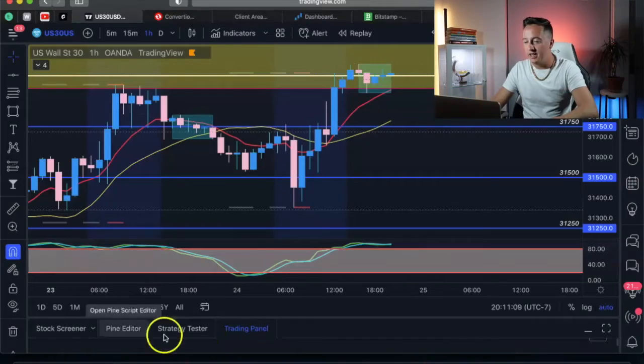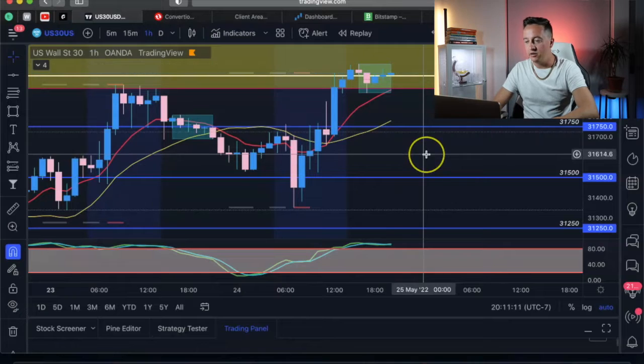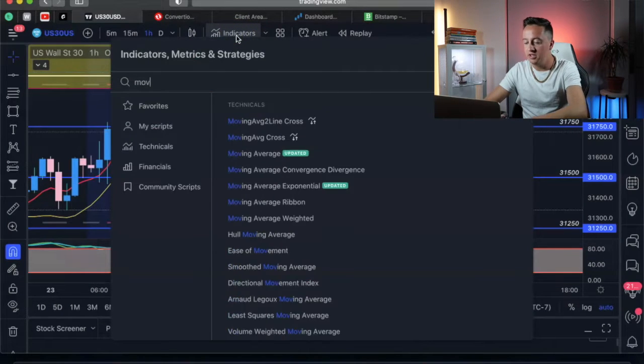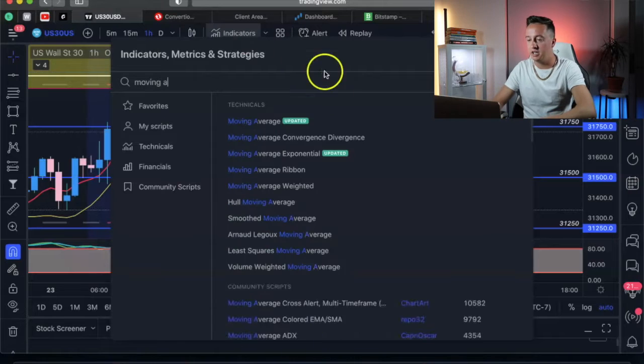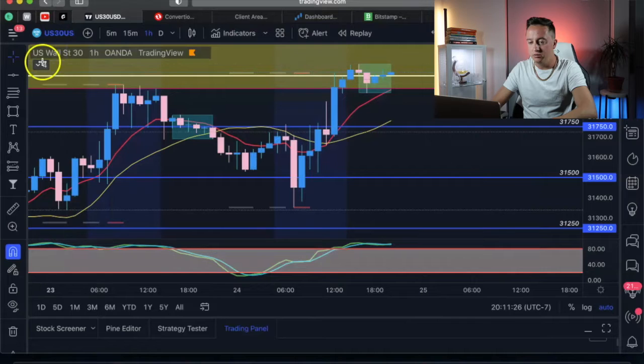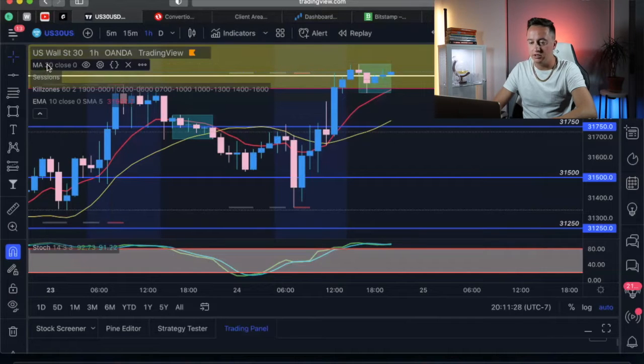Alright guys, we are in my computer. The first indicator that we're going to go over is the 10 moving average. Obviously this is TradingView, and to add the indicator we're going to go right here to indicators and type in moving average. And we're going to click this one right here. Now once you do that, you're going to have to change the settings. So once you get the moving average, you're going to go right here.